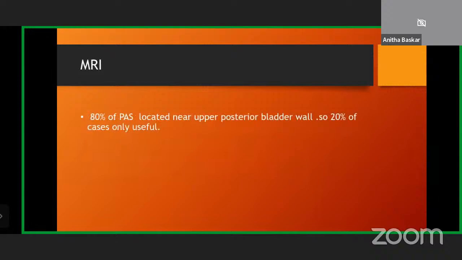MRI is very useful in diagnosing the upper, which is very difficult to diagnose in the ultrasound. It is very important to diagnose near the upper posterior bladder wall.